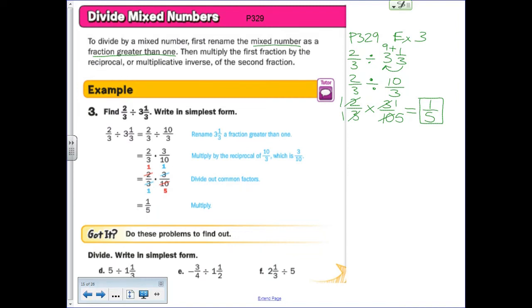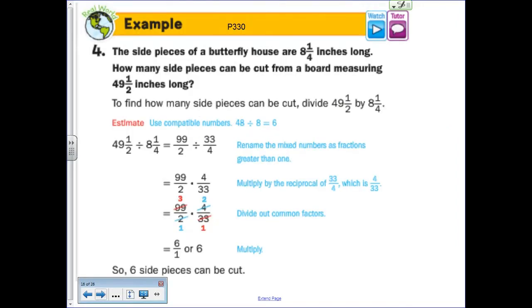Before you do the lettered problems, D, E, and F, let's finish going over our examples with example 4. It says, the side pieces of a butterfly house are 8 1/4 inches long. How many side pieces can be cut from a board measuring 49.5 inches long? Let's take a second to study this problem. We are trying to find how many side pieces can be cut from a board measuring 49.5 inches long.